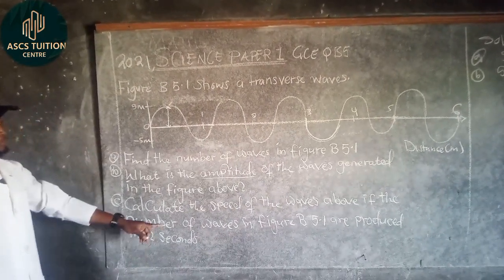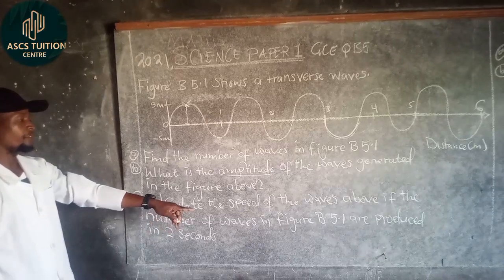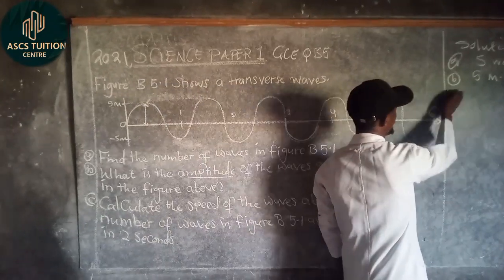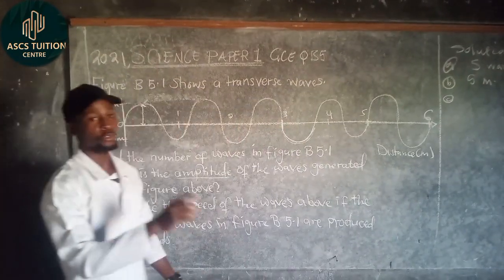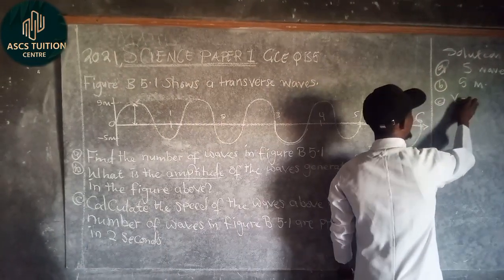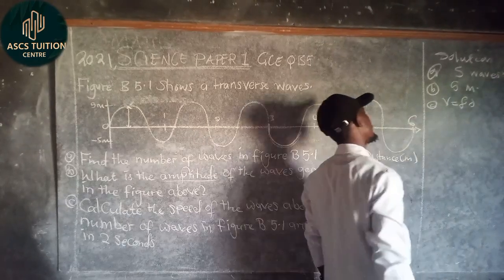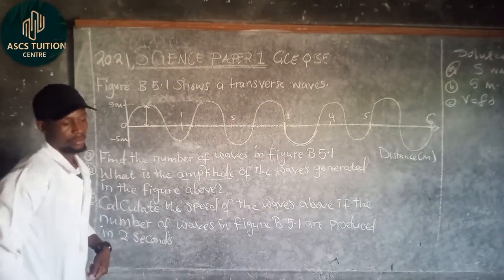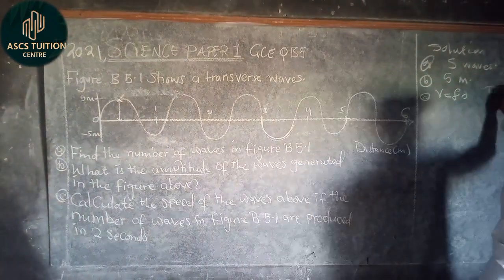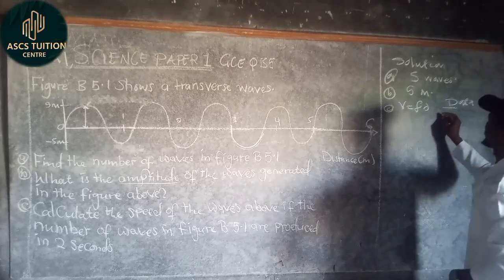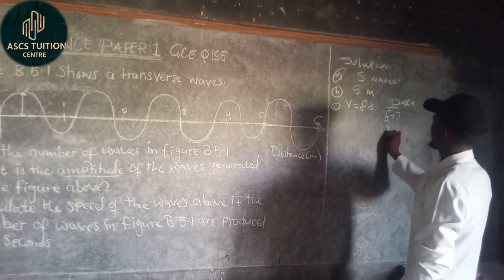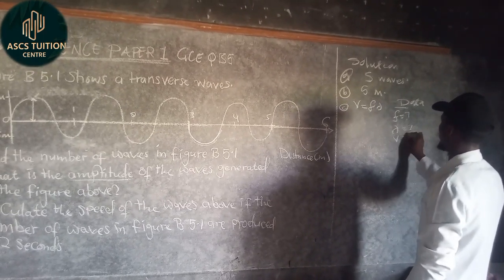C, calculate the speed of the wave if the number of waves in figure B5.1 are produced in 2 seconds. Now, this question we can do in 2 ways. We can use the formula for speed is equal to distance over time. Or we can even say that wave speed is equal to frequency times wavelength. That is our formula. Now, let's determine what we have in our question. The frequency, we don't have. Wavelength, we don't have. The wave speed as well, this is what we're looking for.